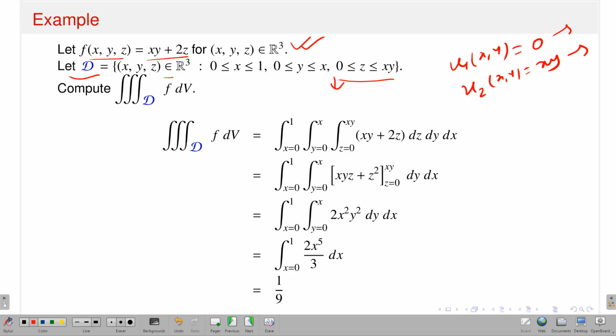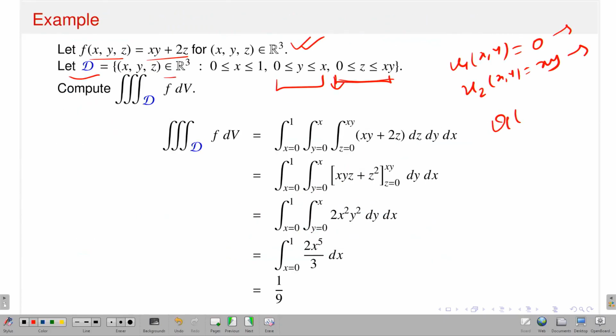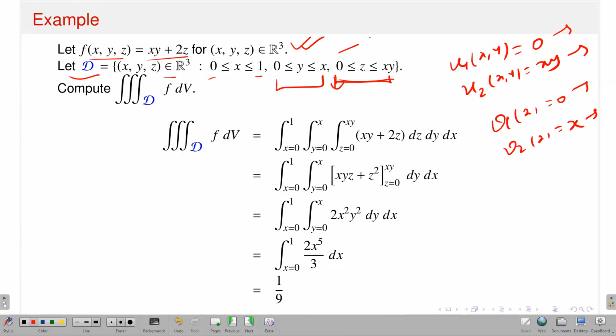This is a continuous function, and this is a continuous function. So z varies from this. Then what is given? y varies from 0 to x. So v1(x) is 0, and v2(x) is x. These are also continuous functions, and x varies from 0 to 1. Therefore my domain is, oh sorry, not yz simple, zy simple, yes. That is exactly what I have written. So this is actually what is called a zy simple domain.